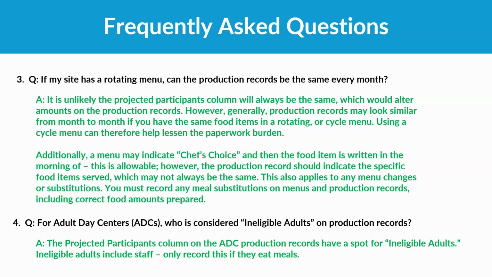Typically on child care production records, we mean adults to be staff, but with the Adult Daycare Center participants, we didn't want to put a blanket statement on adults because we didn't want to get that confused with the adult participants and the adult staff. So ineligible adults includes adults that are staff members, and that's very important because you can't claim the staff meals. So you'd only record the ineligible adults if the staff are eating meals. So I hope that clarifies that.